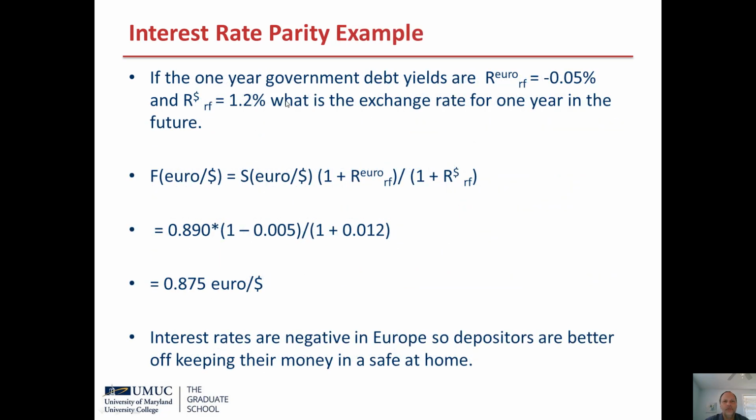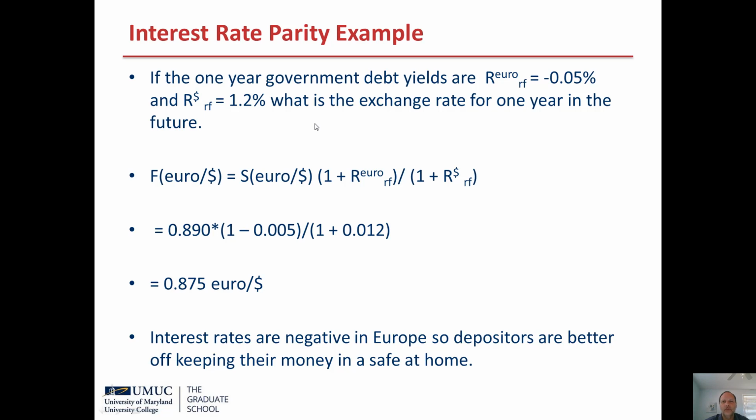We will now do an interest rate parity example. Consider if 1 year government debt yields in euros a negative 0.05%. In Europe, they do have negative interest rates, so you in many ways are penalized for saving. And the risk-free rate of the United States is 1.2%, which also penalizes you for savings since that's below the inflation rate, but it's at least not negative in nominal terms.